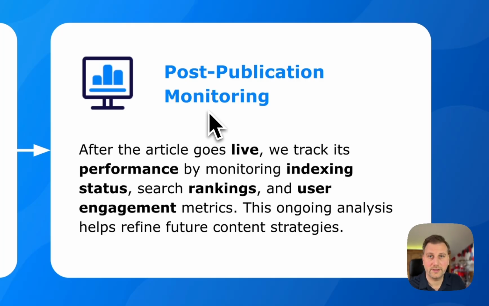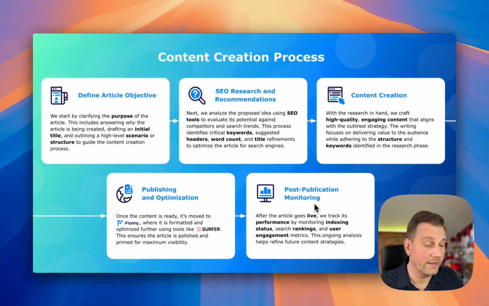So we make sure firstly that the article is indexed, and once it's visible in the Google, then we track its performance by monitoring ranking and user engagement metrics. I think that's all about the description of the process. Now we can jump into the practical example.